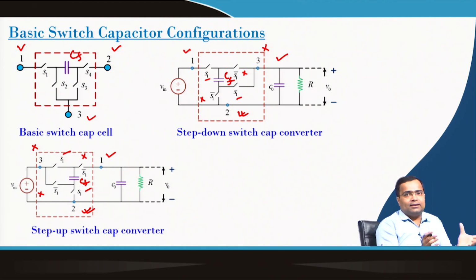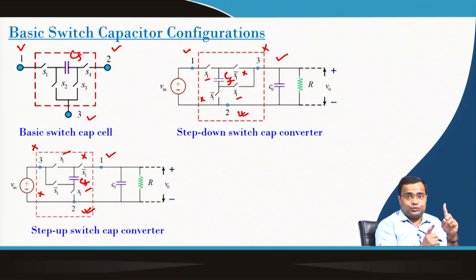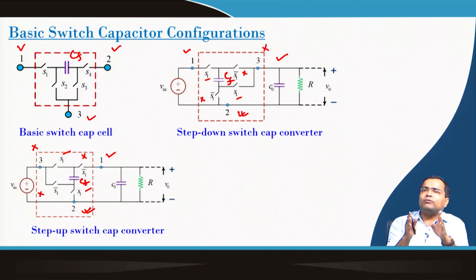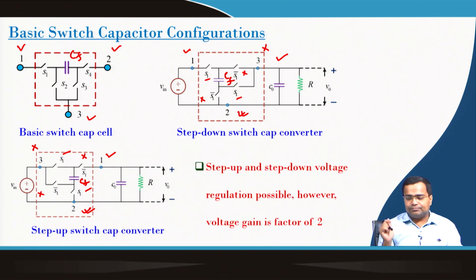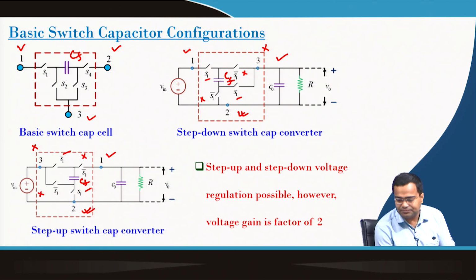In the next cycle, you turn on the S1 bar switch and turn off the S1 switch. Then the flying capacitor voltage comes in series with the input voltage, with a polarity such that the output voltage becomes input voltage plus flying capacitor voltage. In that way, we can achieve step up conversion. So, we can achieve both step up and step down voltage conversion.